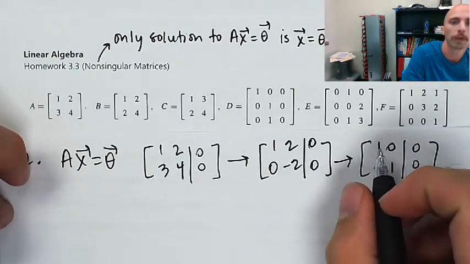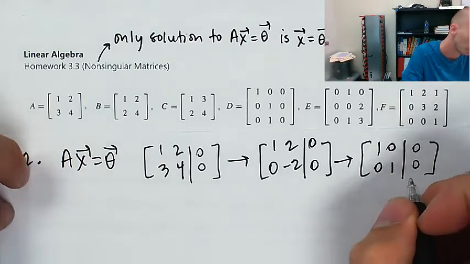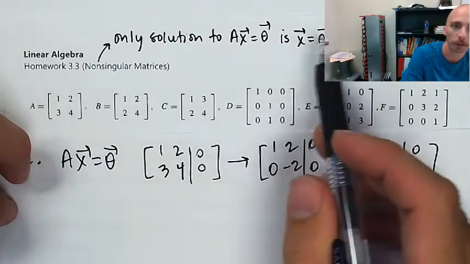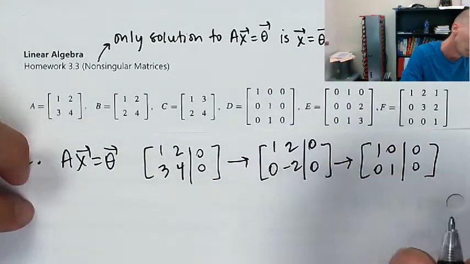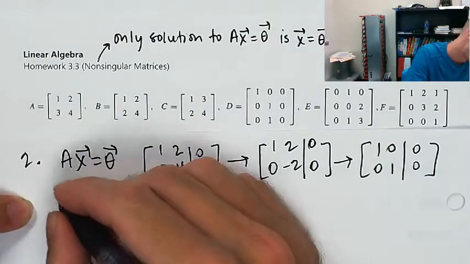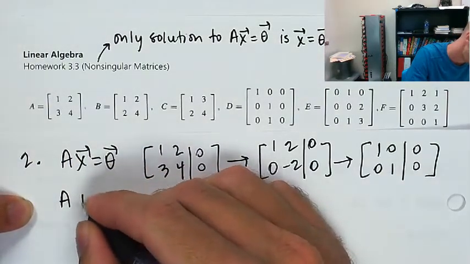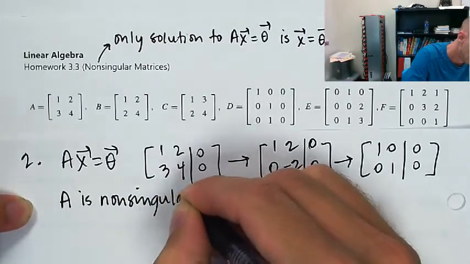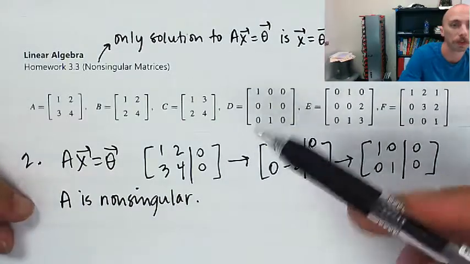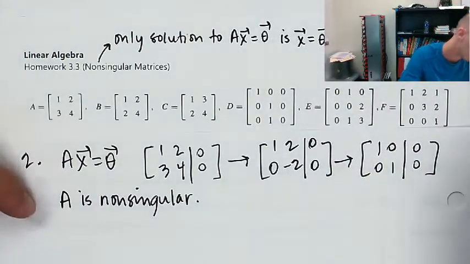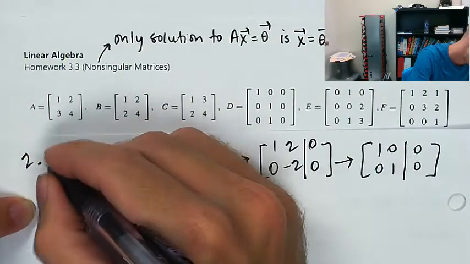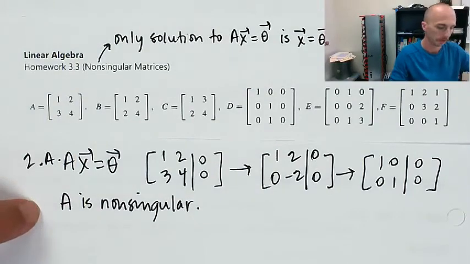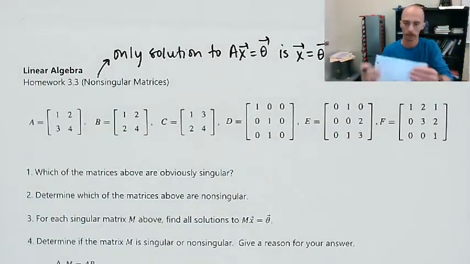And I'll interpret my solution. I have x1 equals 0 and x2 equals 0. The only way that AX equals 0 is if all the components of x are 0, which is really what that's saying right there. So I'm going to conclude that A is a non-singular matrix. If I had to give a reason, I would say because the only solution to AX equals 0 is X equals 0. Okay, always back to the definition. So that was 2A. I'm going to need to fold this piece of paper.